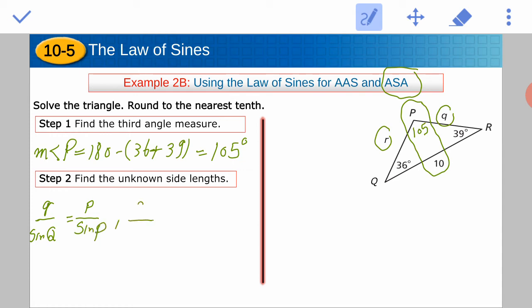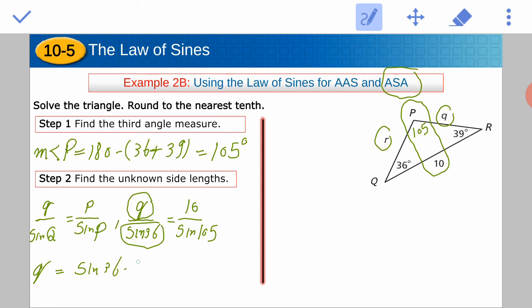Substitute this information. Side Q is my unknown over sine opposite angle. Sine angle Q is 36, so sine 36 is equal to side P. Side P is given guys, it's 10, and the opposite angle is 105, so over sine 105. Now your job is to isolate this Q. You can cross multiply, or simply multiply both sides by sine 36. When you multiply both sides by sine 36, you're isolating the Q. So Q is going to be sine 36 times 10 over sine 105.